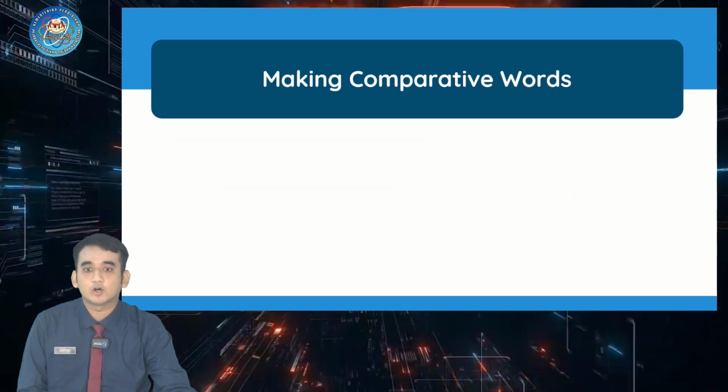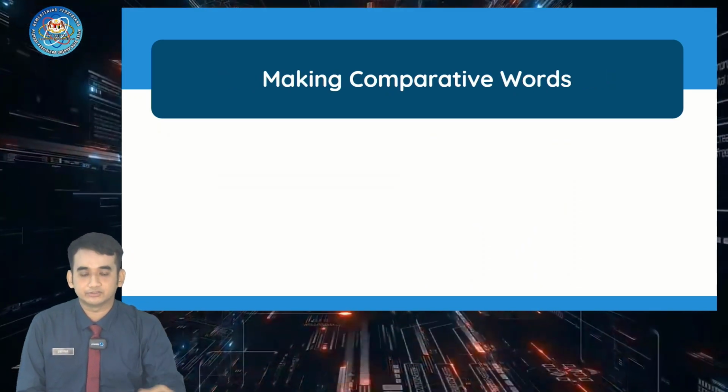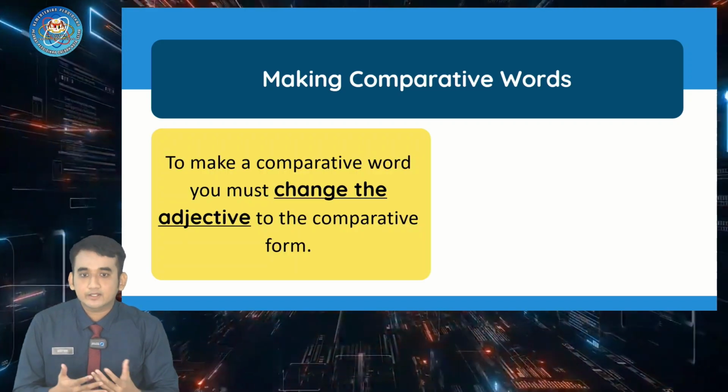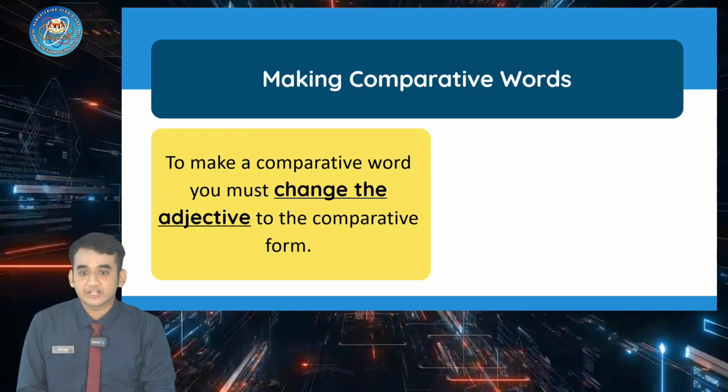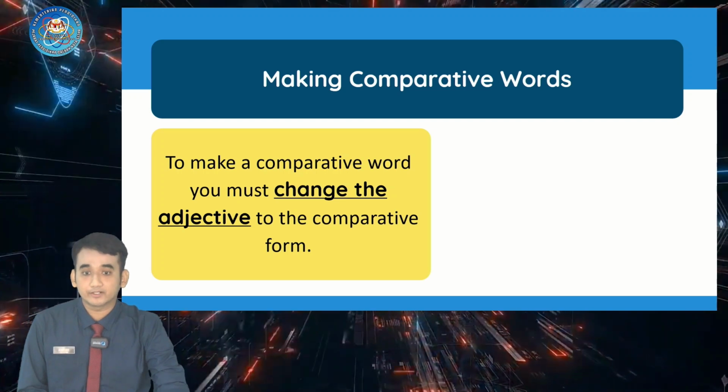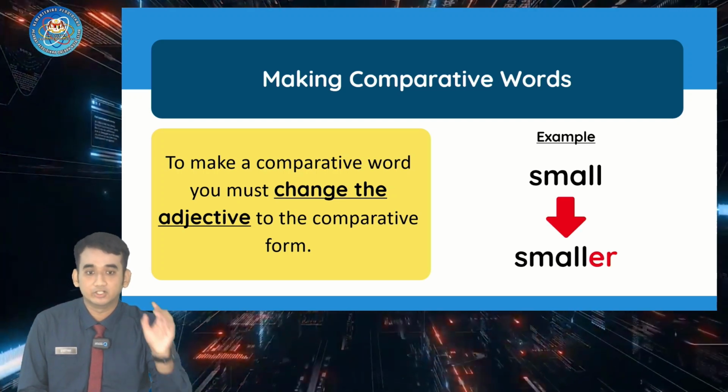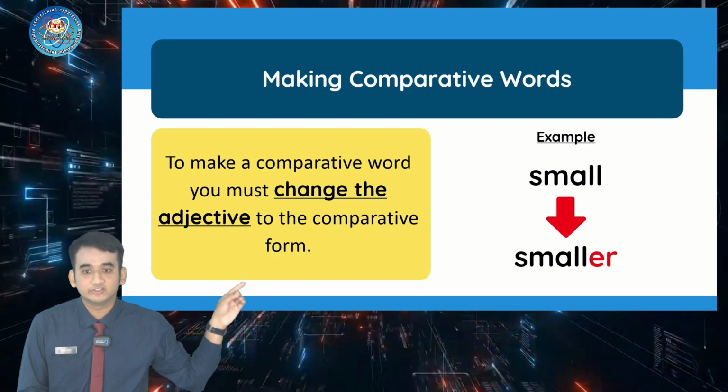How do we form or make comparative words? To make a comparative word, you must change the adjective to the comparative form. For example, small becomes smaller.